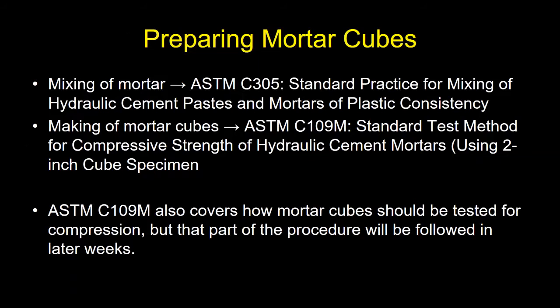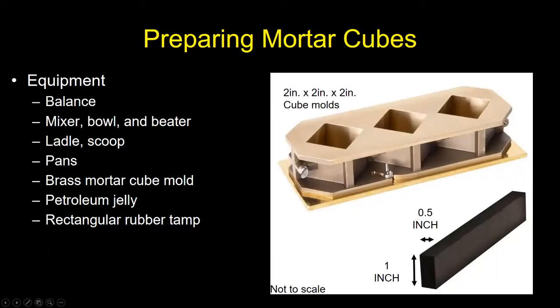The equipment that you use for this, obviously we use a balance. We'll have a mixer. It's just a regular kitchen mixer is what you can use. Sometimes people just mix in a bowl with a scoop. But we have a mixer, the bowl, and the beater. We'll have a ladle or a scoop. We'll have some pans for putting our material into prior to mixing. We'll have a brass mortar cube mold, which is this contraption right here. It comes apart in half so that you can take the cubes out, and it also comes off this bottom plate. So it's a lot easier to extract the mortar cubes.